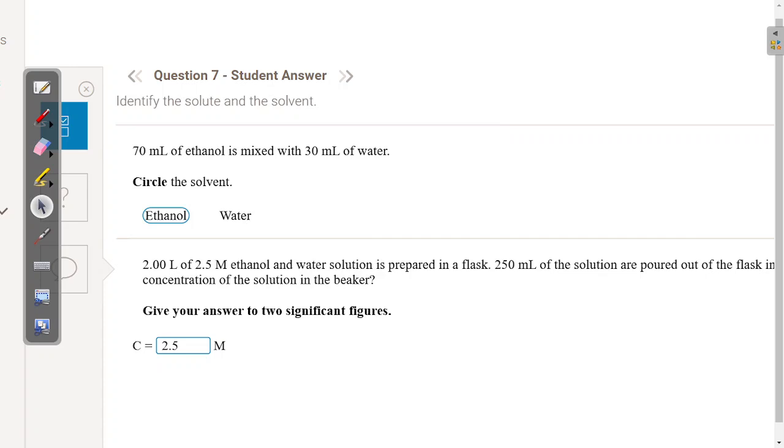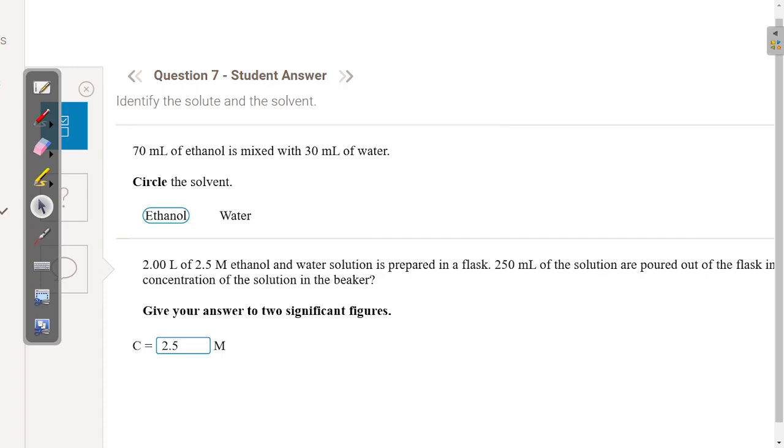70 milliliters of ethanol is mixed with 30 milliliters of water. Okay, if you have two liquids, the one with the higher volume, the higher quantity, will be the solvent. So it's ethanol, since there is more ethanol than water.